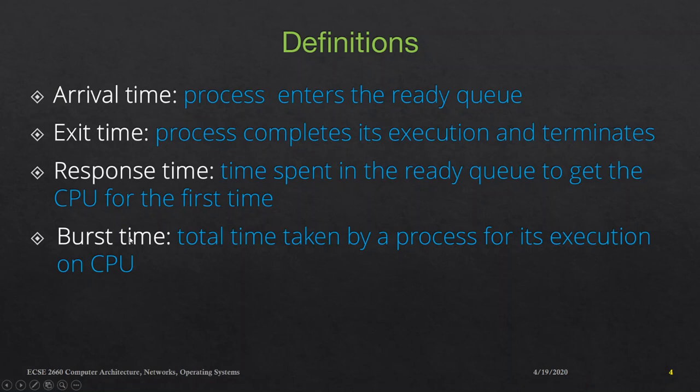Then the burst time is the total time taken by a process for its execution on CPU. So how long did we run this program on the CPU? Typically, this burst time can further be classified into CPU burst time and input output or IO burst time. Generally, we refer to it as the CPU burst time, and we'll talk more about those details when we get to discussion on burst time in detail. But it's going to be the total time for a particular process for its execution on the CPU.